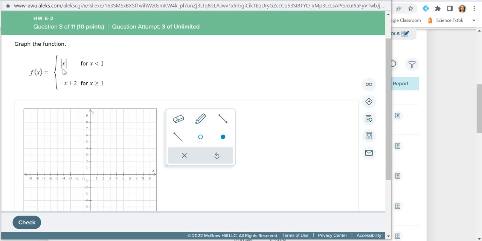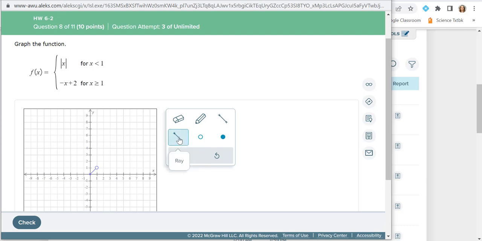It's going to be y equals the absolute value of x for x is less than 1. So I'm going to start with an open circle when x is 1 and go graph the absolute value function. So at (1, 1), there's an open circle. Then I want to graph a segment for the part of the V. It starts here and goes down to the origin. Click again on the origin.